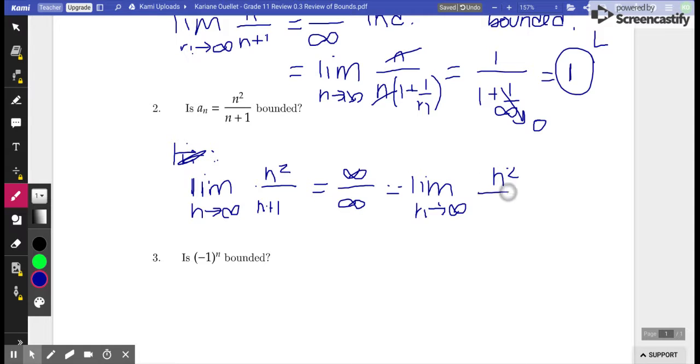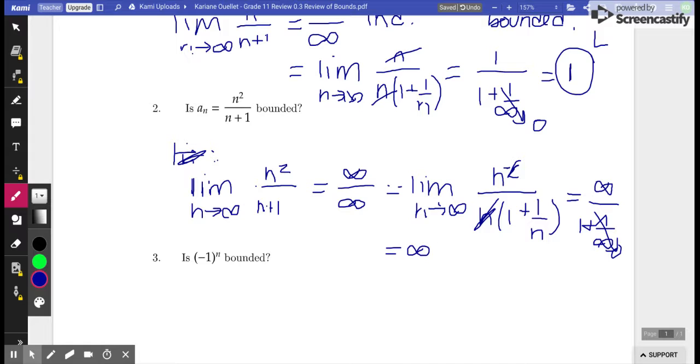So n squared on top, and the bottom is going to be n times (1 plus 1 over n). So the n squared is going to cancel with the n at the bottom. We're going to be left with infinity over 1 plus 1 over infinity. This is 0. You're overall left with infinity. This means that the sequence is increasing to infinity. It's a case where it looks like this.